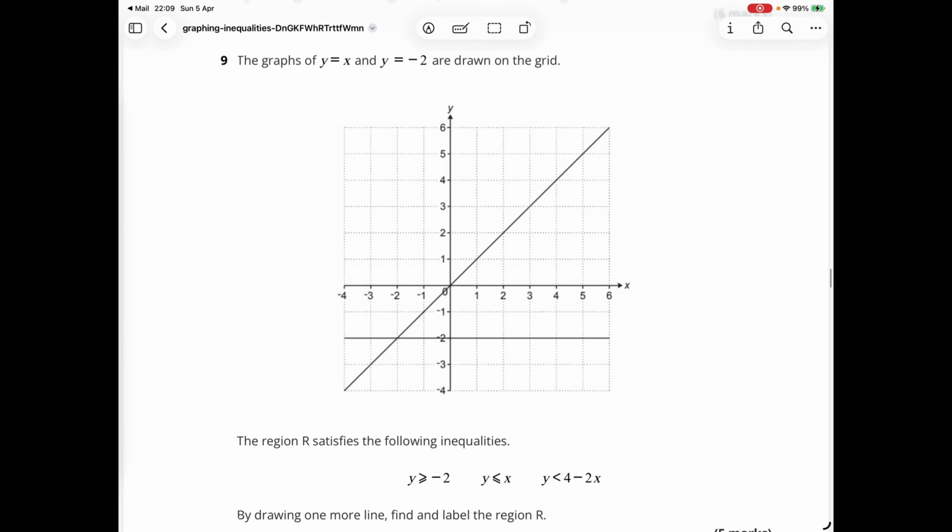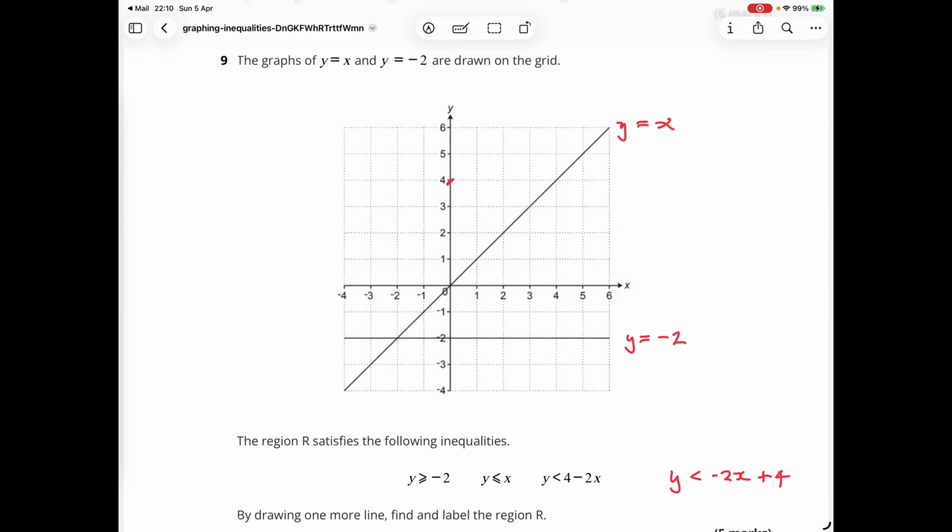The region R satisfies the following equations. So far we've got y equals x is this one. And y equals -2 is this one. And then we need y is less than 4 minus 2x. So I'm just going to reorganize that to y is less than minus 2x plus 4. And then I'm going to put that in, and then I'm going to discuss what you have to actually do.